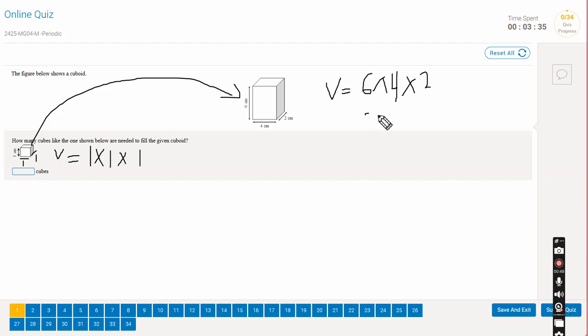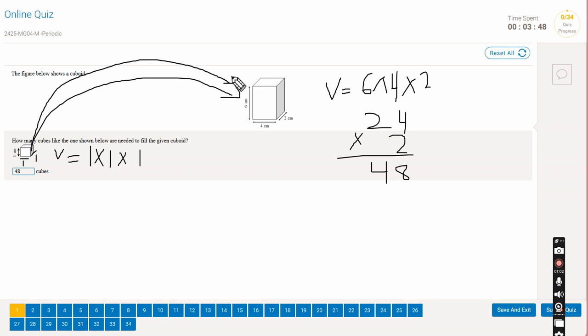So what is 6 times 4? It's 24. 24 times 2 will give you 48. So how many cubes can you fit inside these 48 cubes? Remember, the volume is 48 and this one has a volume of 1. So you can fill up to 48 cubes.